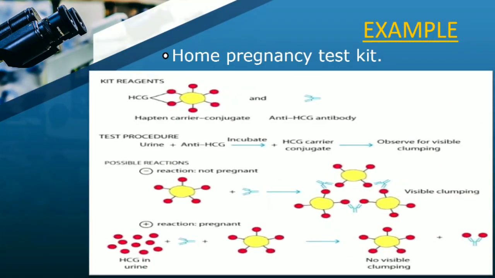Here is an example of a pregnancy test kit, which shows the presence of human chorionic gonadotropin hormone in the urine test. If the specific anti-hCG is present, then it does not form clumping, and the female sample shows a positive result. If there is visible clumping, then the sample shows a negative result.